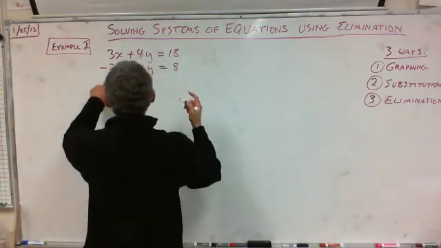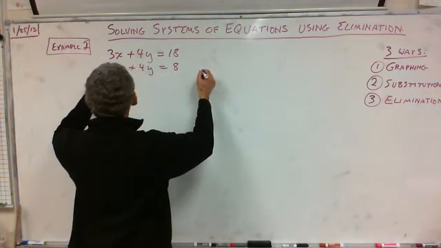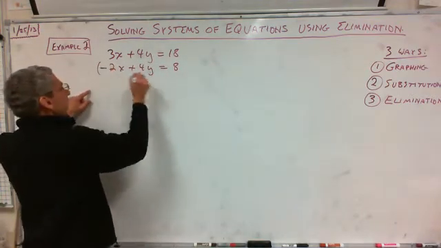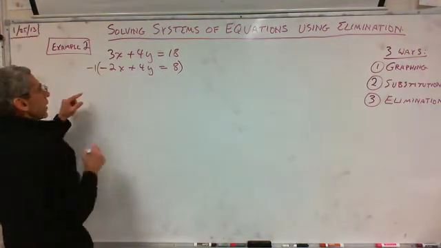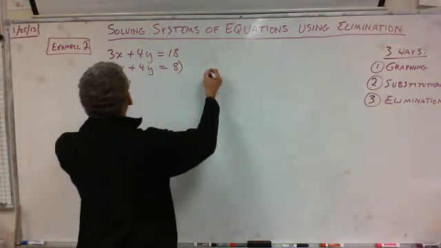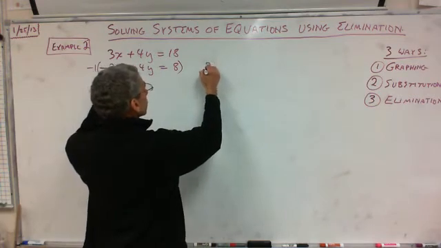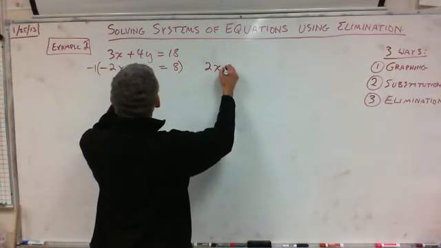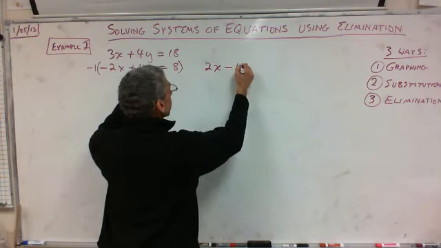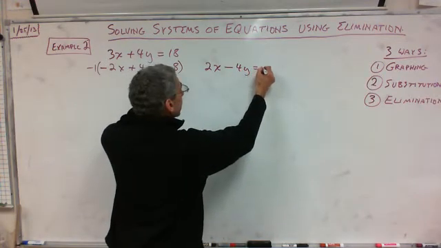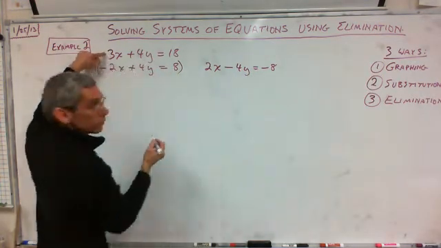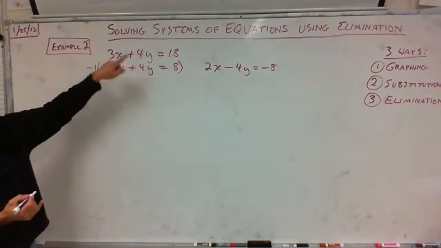All right, so we'll do this one then. You want to do that one? Yeah, sure. All right, so we're going to rewrite this one. If I multiplied this by -1, what would I get? I would get positive 2x minus 4y equals -8.